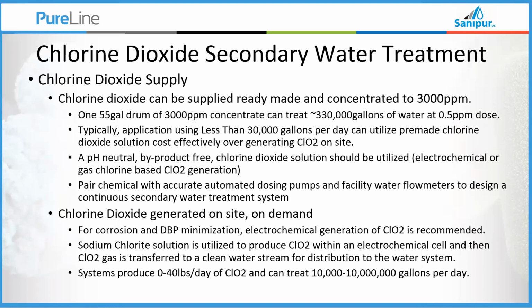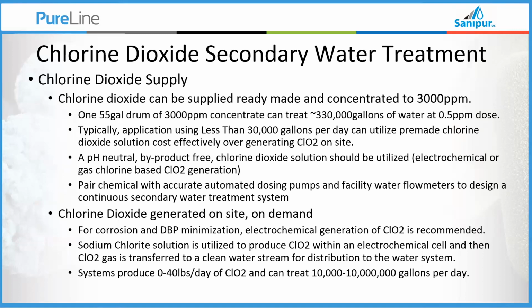And if you pair that chemical with an accurate automated dosing pump and a good facility water flow meter, you have a secondary water treatment that will provide continuous coverage of your premises' water day in and day out with very little maintenance or upkeep requirements.